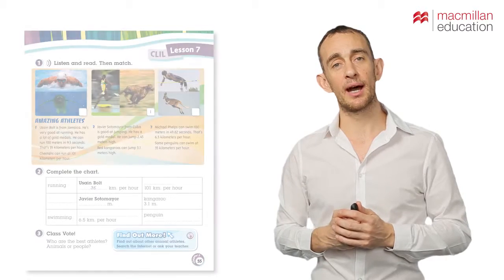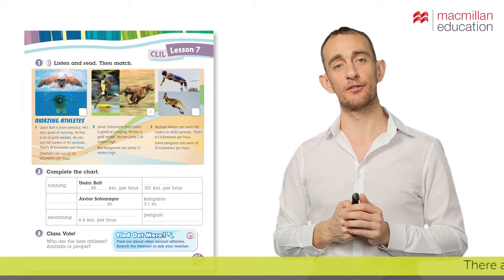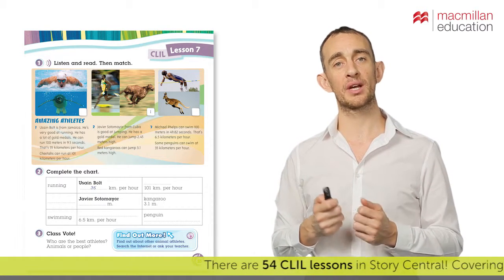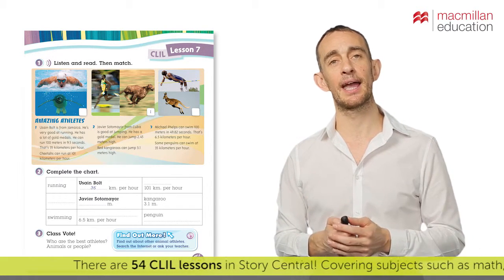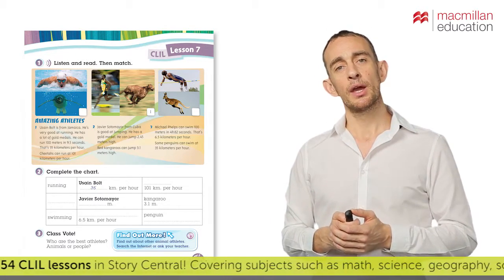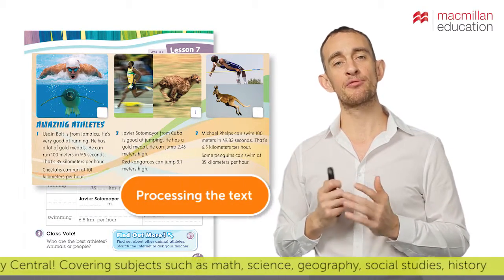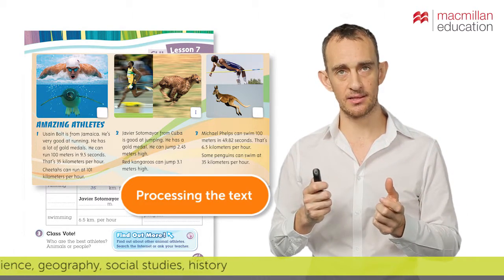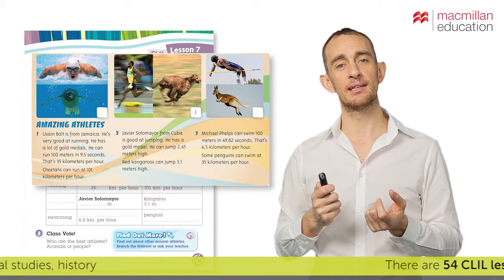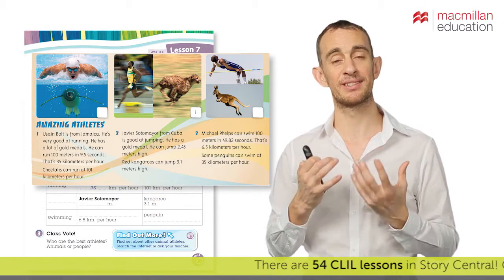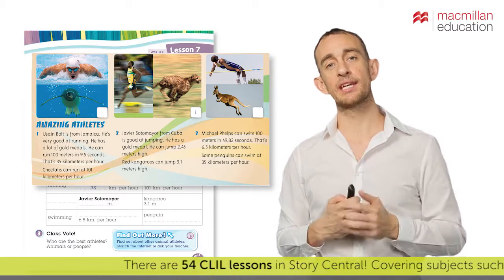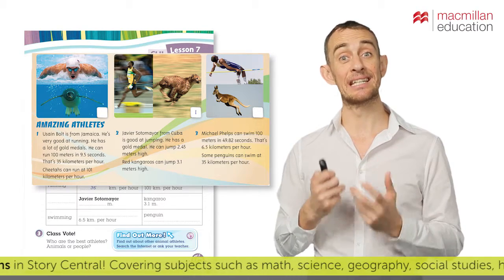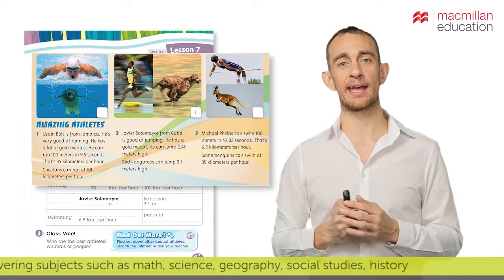So we're going to have a look at an example CLIL lesson from Story Central, a primary course book series from Macmillan Education. Firstly, we're going to have a look at processing the text. Now, in CLIL lessons, reading is usually the essential skill here. But as we can see from this example, teachers, we have the option of using listening activities with those texts as well.